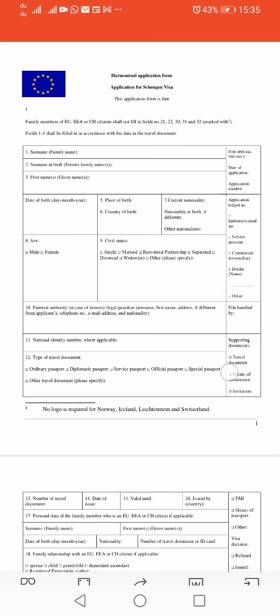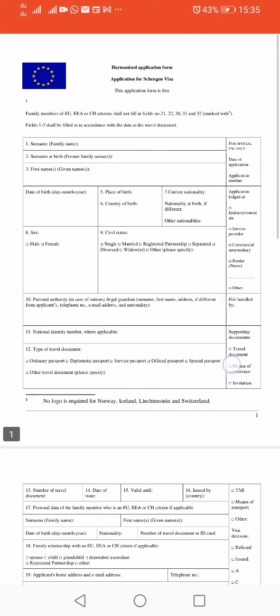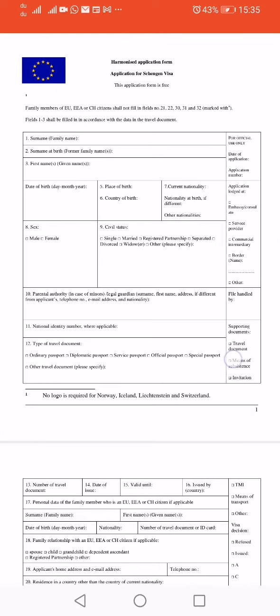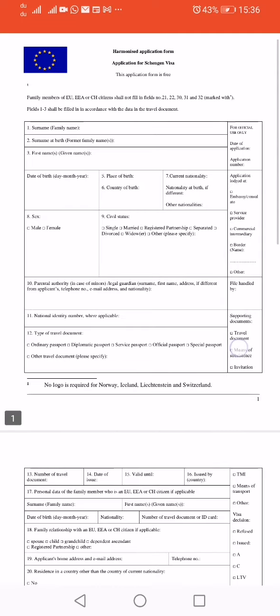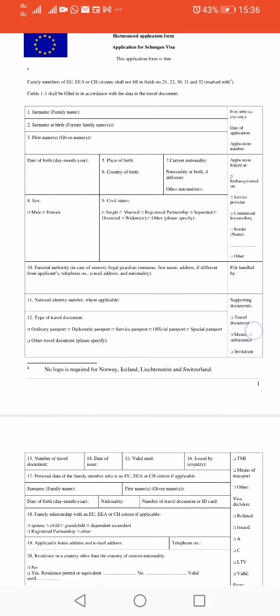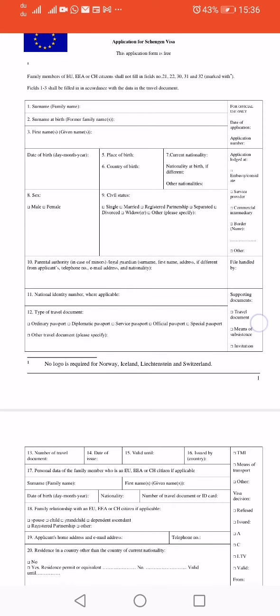Then point number 11, your national identity number, where applicable. In this point number 11, you can either put your passport number or your national ID card number. You have to put it. It's just a supporting document. Then question number 12, they will ask you the type of travel document. Which type of travel document do you have presently? Maybe your original passport, or your diplomatic passport, or service passport, or official passport, or special passport, or travel documents. So you have to pick which document you are traveling with.